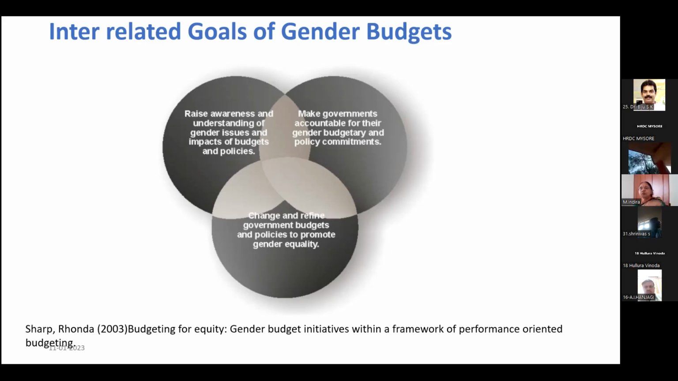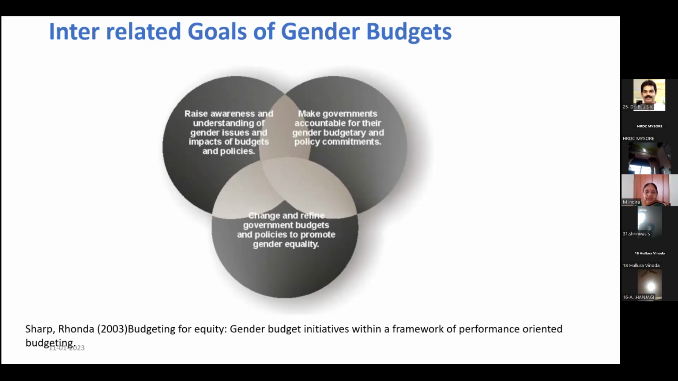Government may give a policy: we want to attain gender equity. But what is the allocation? What is the government doing? How much money is spent on this? That comes from the budget. So that way gender budgeting makes governments accountable for their gender budgetary and policy commitments.